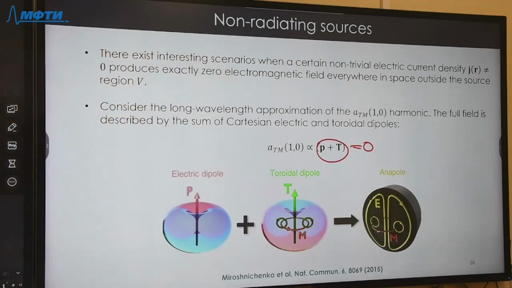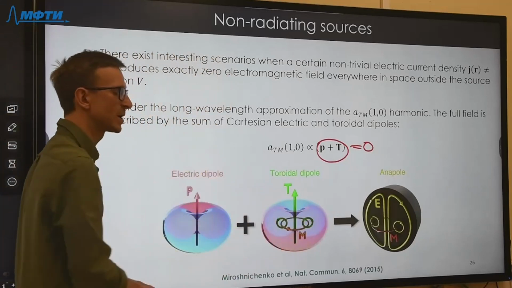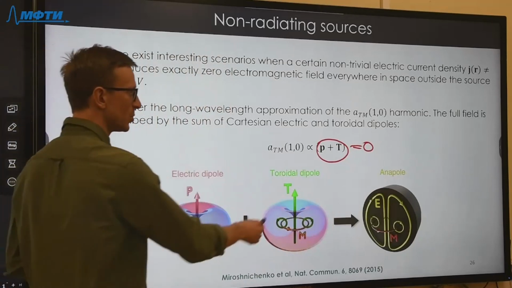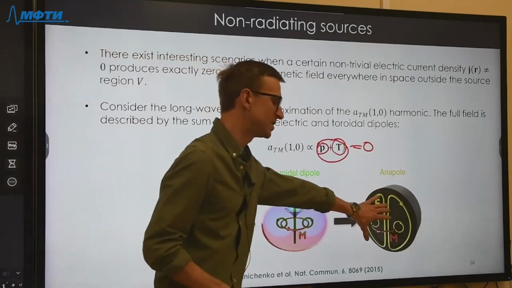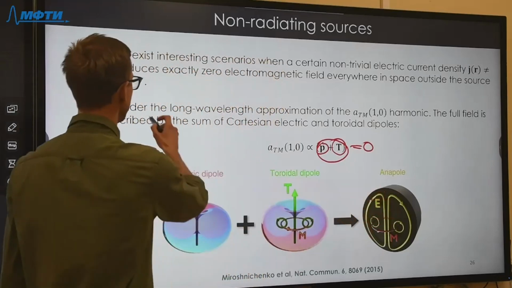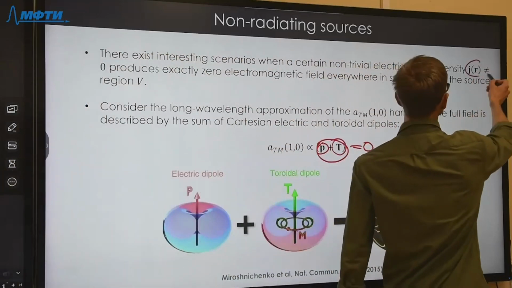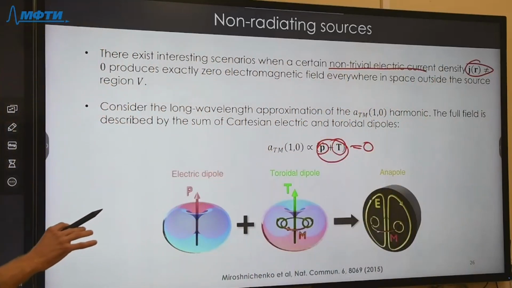Their fields are indistinguishable. They interfere destructively. Ideally, there is no field, yet because their microscopic structure is different, the microscopic structure of currents responsible for P and for T is different, they do not interfere destructively inside. They are still described by some non-trivial current distribution J, which does not equal zero. This is some non-trivial electric current density which does not vanish, yet it produces exactly zero fields outside. So this is a non-radiating source.